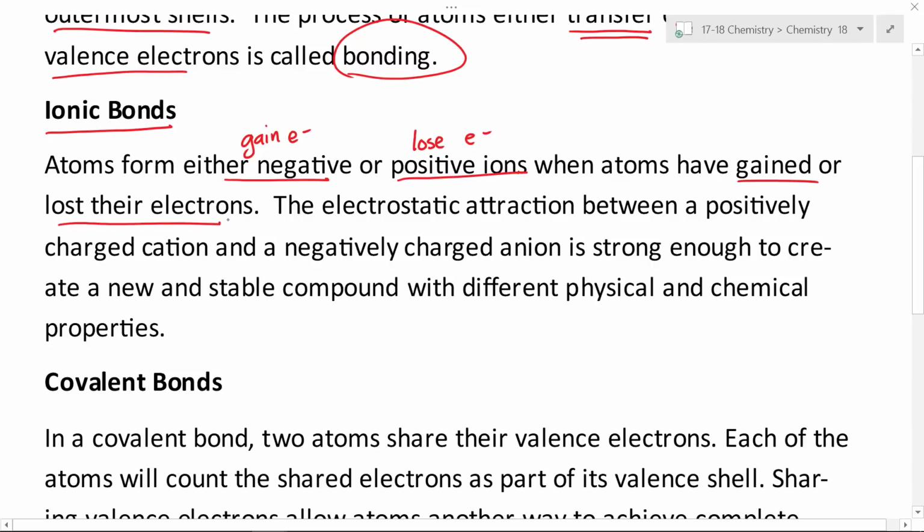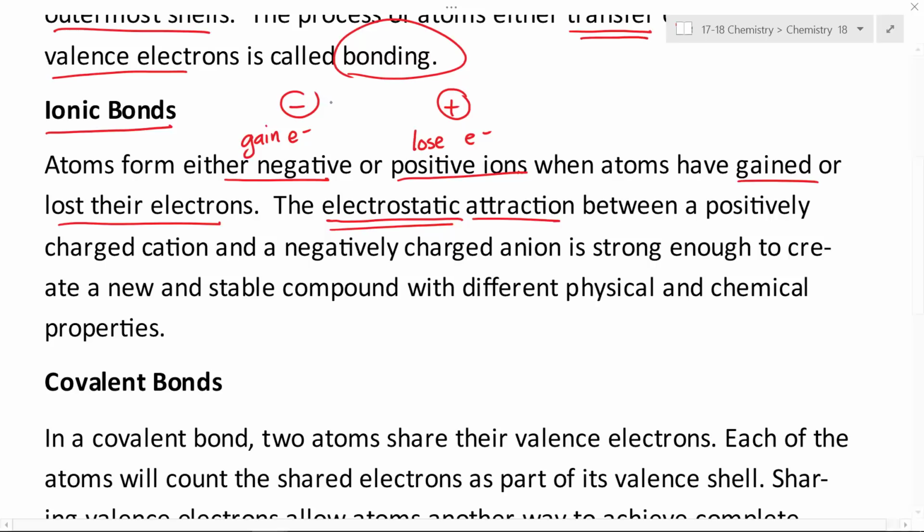And in the process, you notice you have a negative and a positive. When you have a negative and a positive, just like a magnet, when you have a north end and a south end, what happened to it? They would attract. And we call this electrostatic attraction.